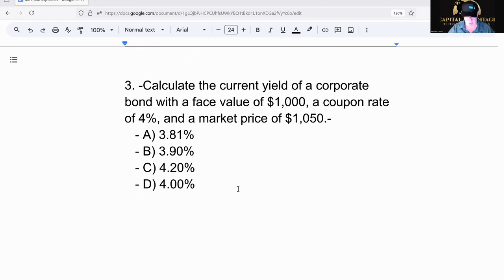Coupon of 4 divided by 1,050 is 3.80. 3.801, so it's going to be A. Again, all it is is annual over market price. When you see the question pop up, hit pause. Don't wait for me. I am not waiting.